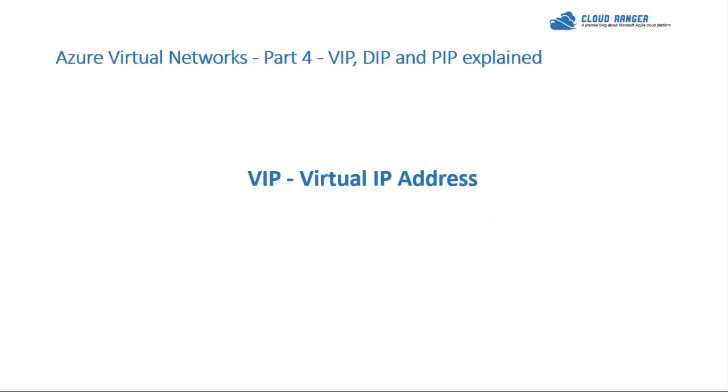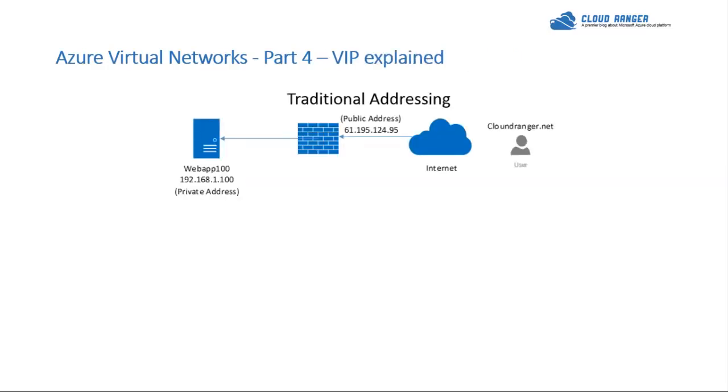Okay, so the first one is the VIP, or the virtual IP address. Traditionally, the addressing that we are familiar with on-premise is something like this. If you have a public domain name, for example cloudranger.net, that's my domain name, that would have a public DNS entry for a public IP address. For example, 61.195.124.95 would be the public IP address. So cloudranger.net could resolve to this public IP address.